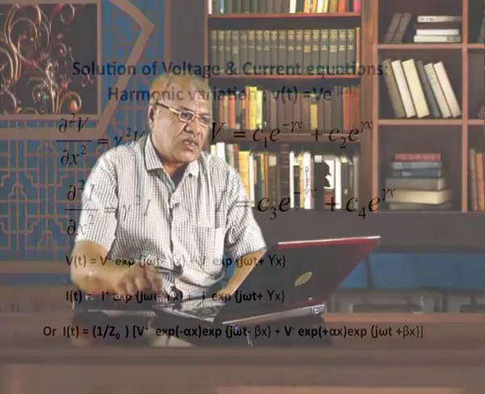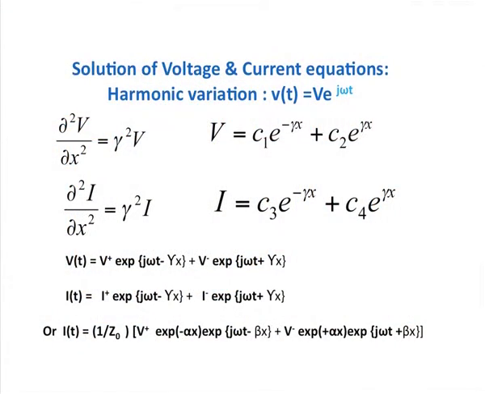So, the transmission line solution means we have to solve this second order differential equation. The general solution of the transmission line we can express as V equal to C1 e raised to the power minus gamma x plus C2 e raised to the power plus gamma x, where C1 and C2 are constants. The values of these constants can be found by applying the boundary conditions for the transmission line. Similarly, the general solution of the current is given by this equation.